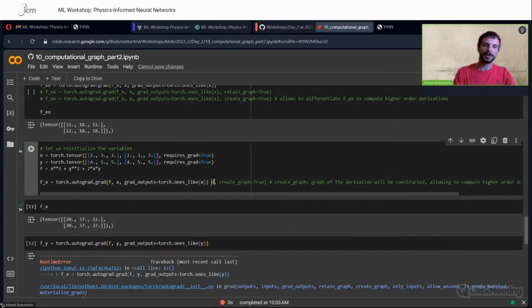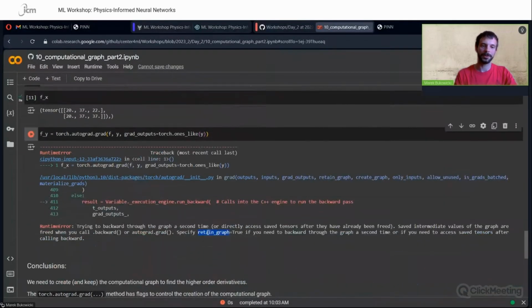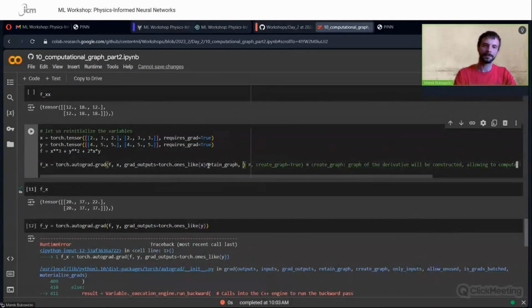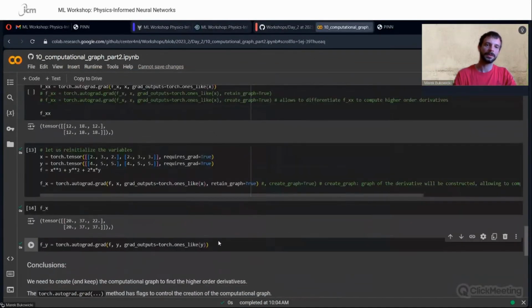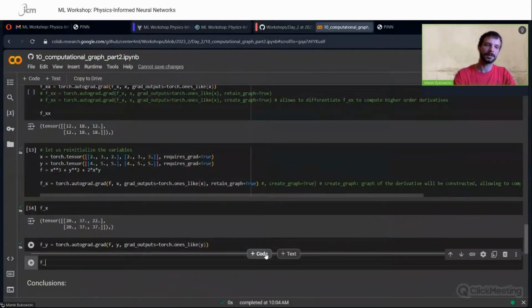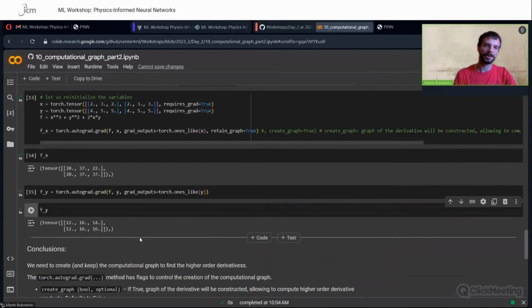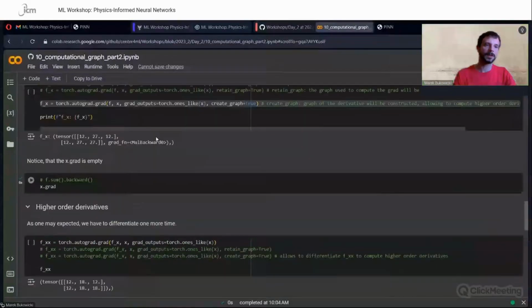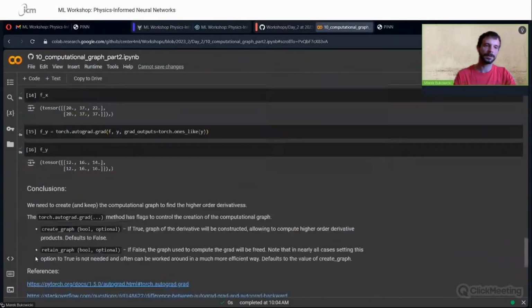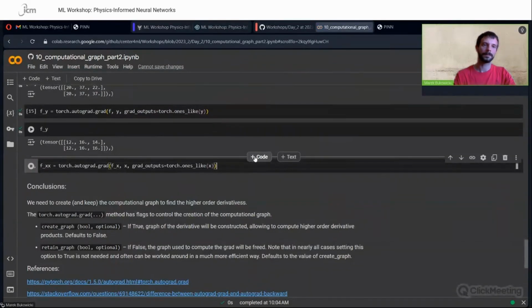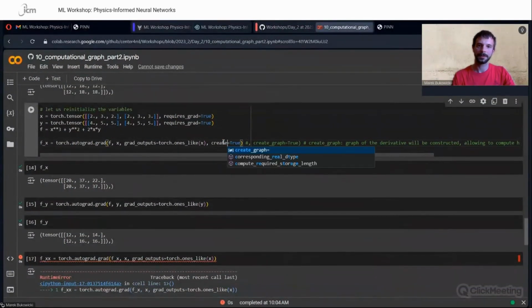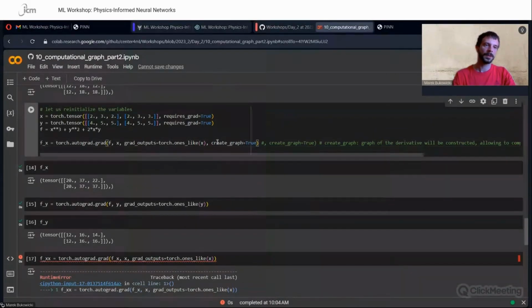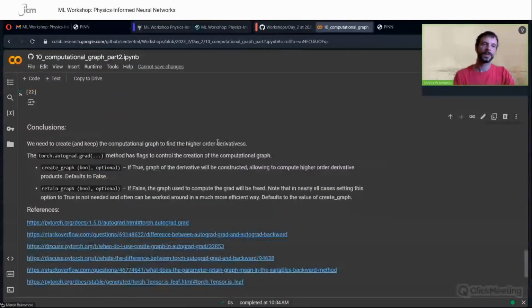So okay, it tells retain graph equals to true. It does not say create graph. So let's put it here. We have f of x, and we have f of y, and f of y is calculated. But if you try to use higher order derivatives, you will fail. So if we want to create higher order derivatives, we need to do this, create graph equal to true.